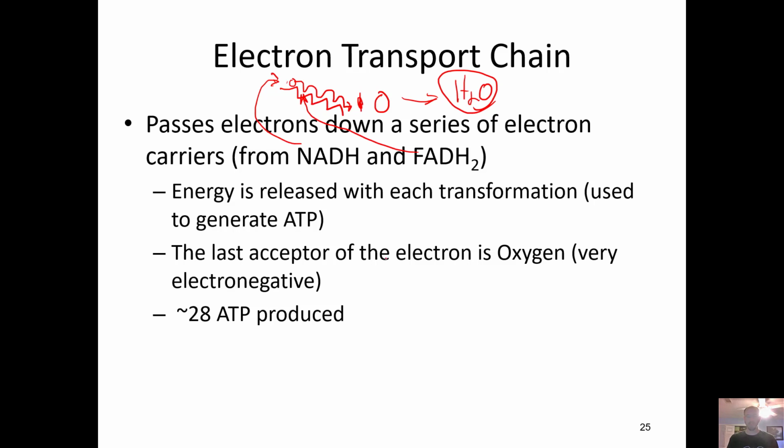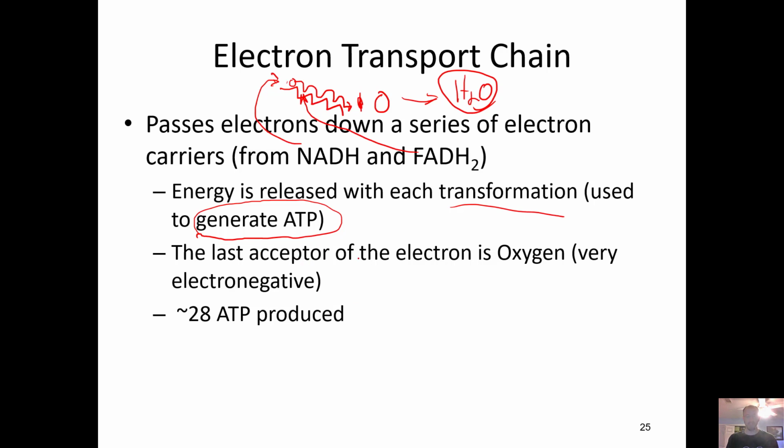So energy is released with each transformation as the electrons are passed from one molecule to another, and that energy is used to generate ATP. It's important to pay attention to details, what I just said there, because students miss this all the time. The energy from those electrons is used to make ATP, not the electrons themselves, the energy from the electrons.